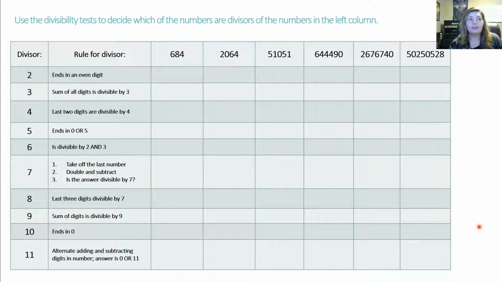So here is our first equation, using the divisibility test to decide which of the numbers are divisors of the numbers in the left column. So what that is asking is, these are going to be our divisors here: 2, 3, 4, 5, 6, 7, 8, 9, 10, and 11. Each divisor has a rule. The rules for each divisor are: for 2, it ends in an even digit; for 3, the sum of all digits is divisible by 3, and so on and so forth.